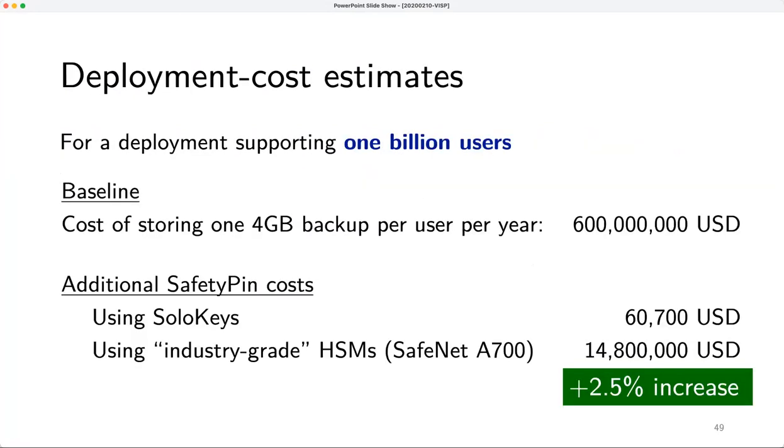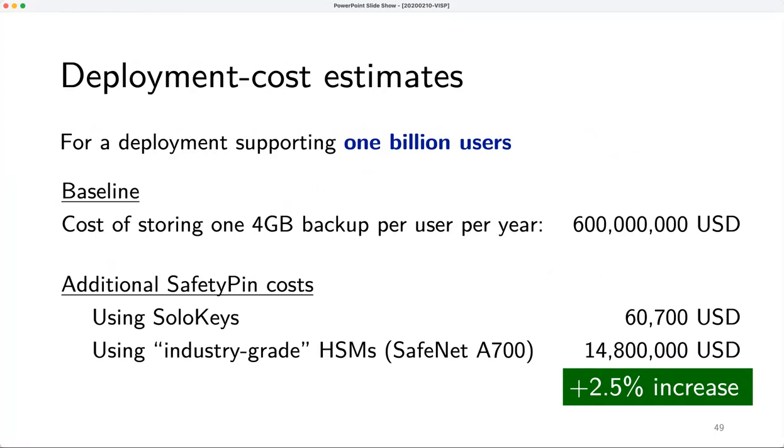I guess the other thing we did is try to compute, on the back of an envelope, how much this would actually cost Google or Apple to deploy for, say, 1 billion users. Just as a baseline, the cost of storing the backed up data, so say each user has 4 gigabytes of data, is on the order of $600 million per year.